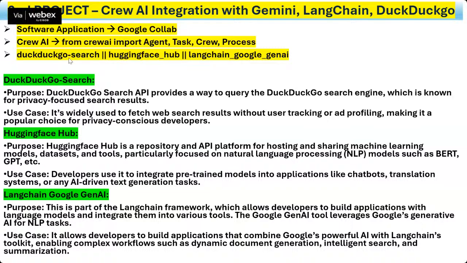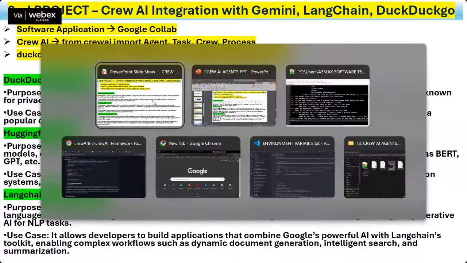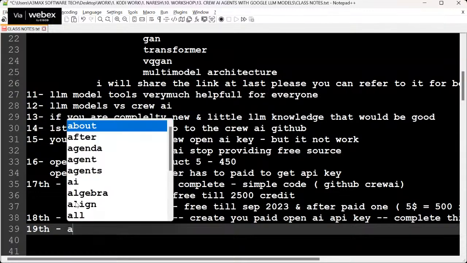Online team, the students who attended today, I would request you to let's work together now. What is DuckDuckGo search? It is another API. What is an API, guys? API means application programming interface.